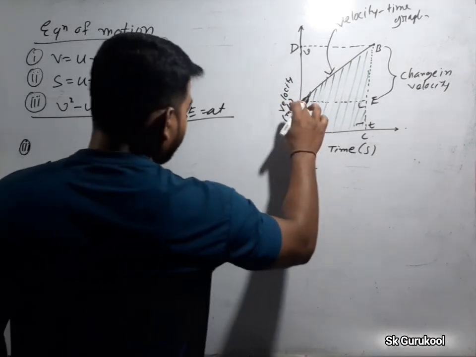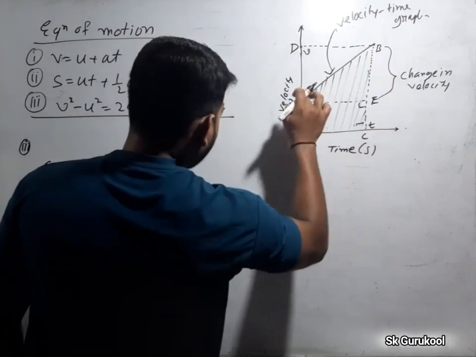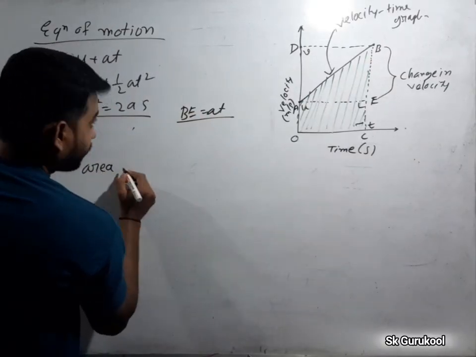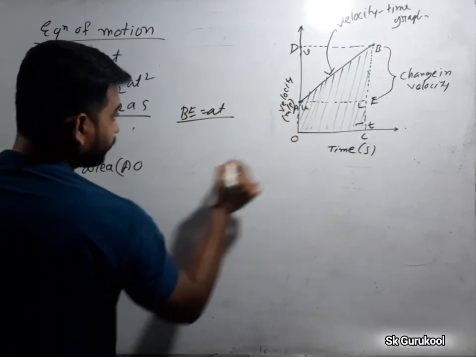What is the underlying area? AOC. That means this area of AOCEB.